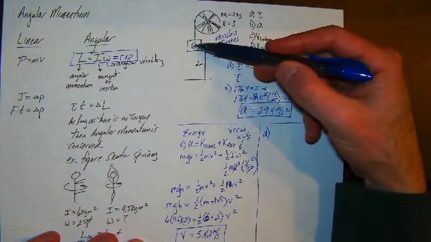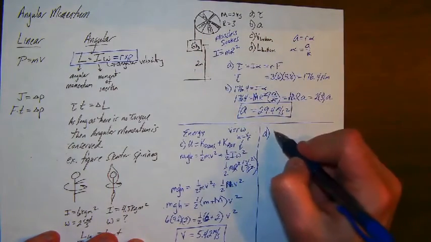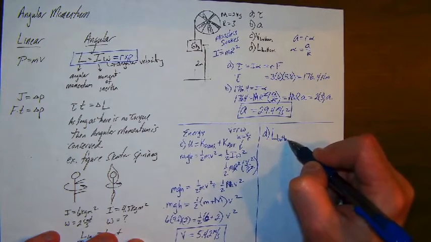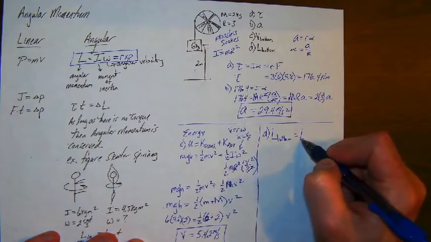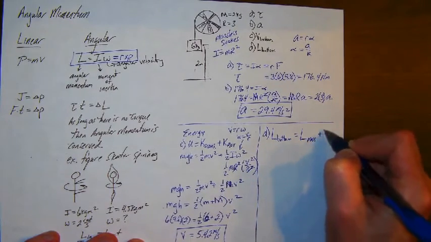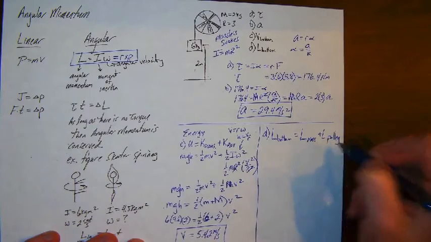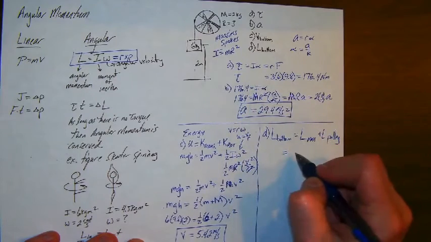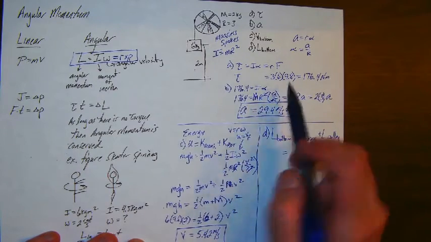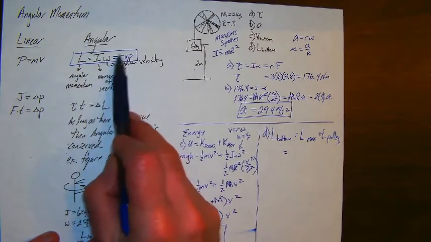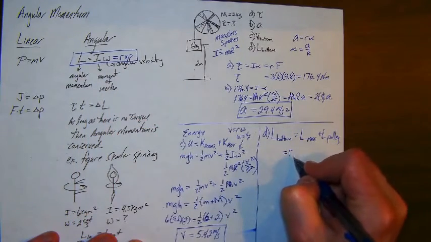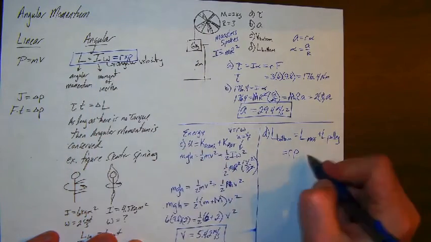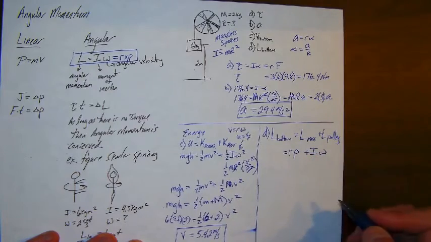If we are looking for the angular momentum when this reaches the bottom, so I'm going to have angular momentum, the symbol for it is an L, at the bottom. It has to equal the angular momentum of the mass plus the angular momentum of the pulley. So the angular momentum of the mass, because it's moving in a linear direction, I'm going to use this part. So I'm going to say rp, and then the pulley, because it's spinning, I'm going to use this part and say it's plus I omega.